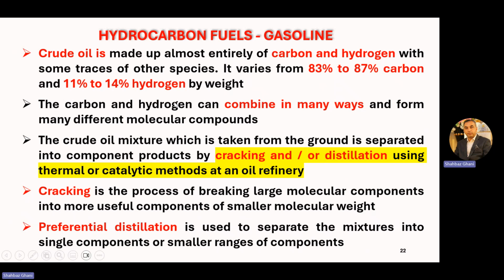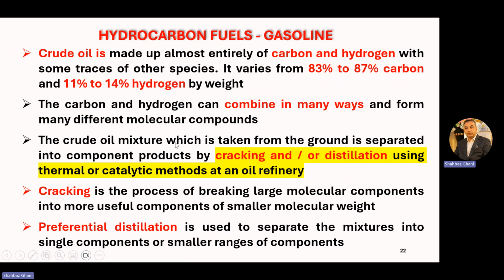The carbon and hydrogen can combine in many ways and form many different molecular components. There are a number of ways in which hydrogen and carbon combine together and form different molecular compounds. The crude oil mixture, which is taken from the ground, is separated into component products by cracking and/or distillation using thermal or catalytic methods at an oil refinery.